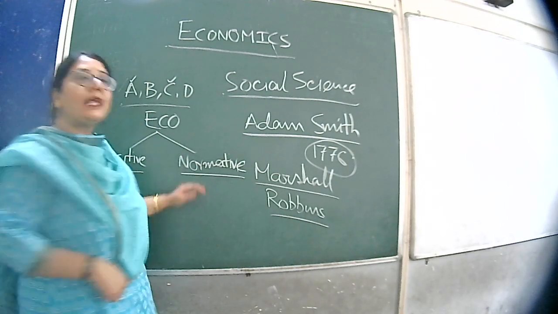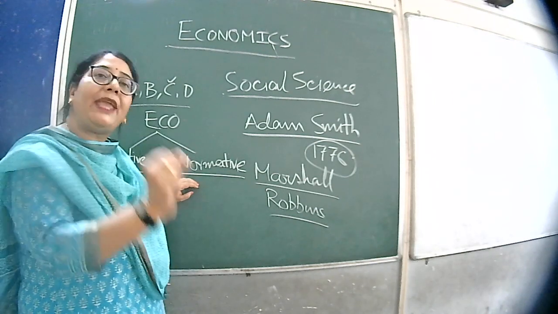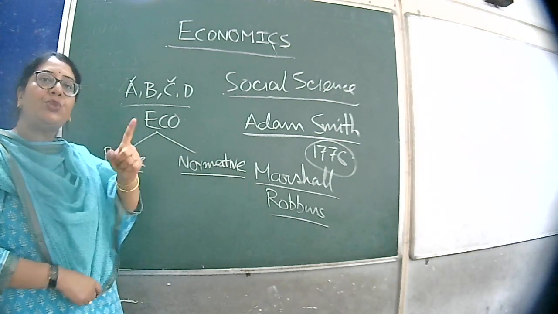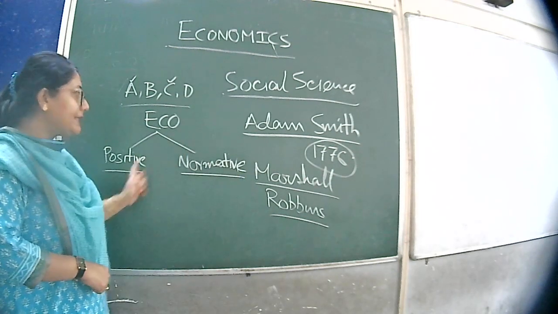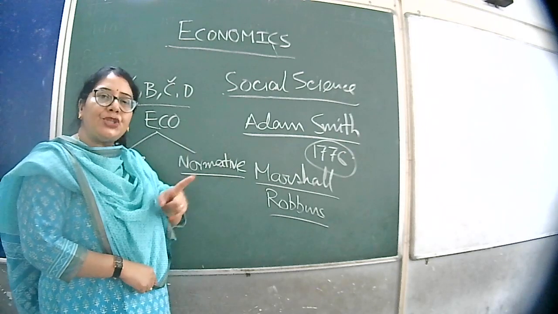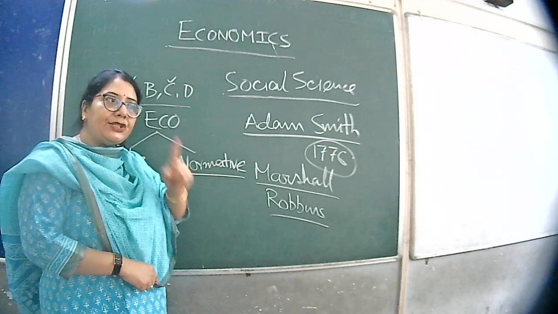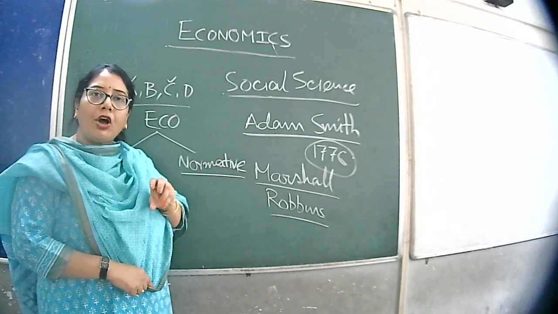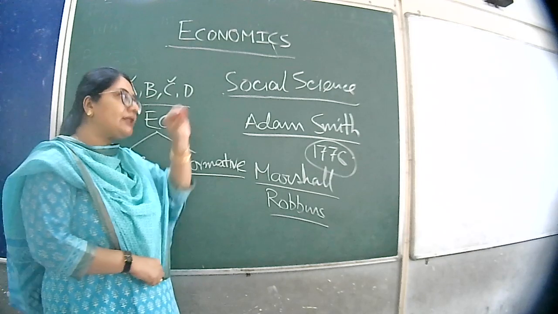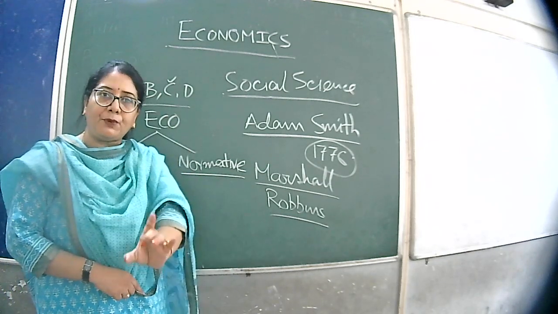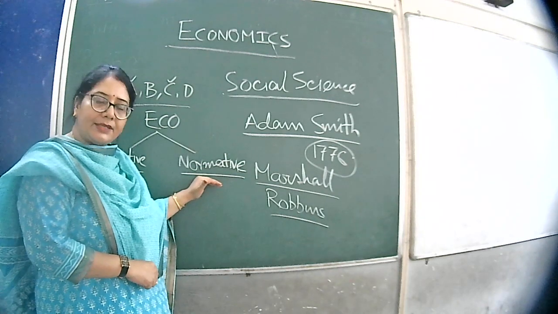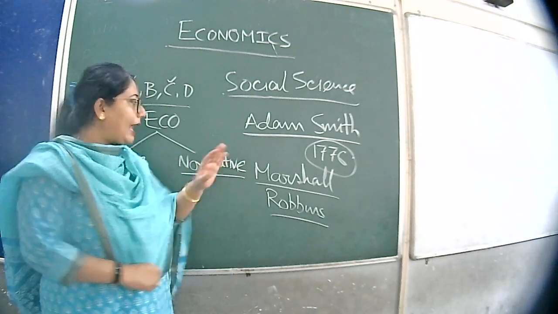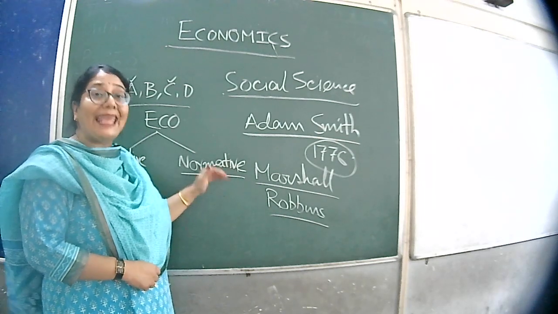Another example: I'm just describing how a consumer is behaving, how he is buying the commodities from the market, or how a farm is producing a commodity with the help of different inputs. Then it is positive economics. It's all about the description, how it is going on, how the economic agents are behaving. That is positive economics. Then what is normative? Normative economics implies how an economic agent should behave.